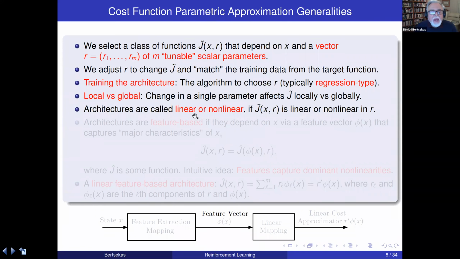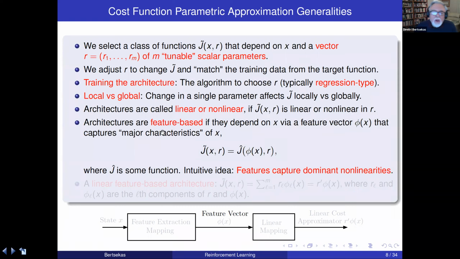Another classification of architectures is between linear and nonlinear. If J tilde is linear in R, nonlinear perhaps in X, but linear in R, then the architecture is called linear. We like linear architectures if they will work for us, because the training is easier with linear architectures. But many architectures are nonlinear in R, including neural networks. They're highly nonlinear.